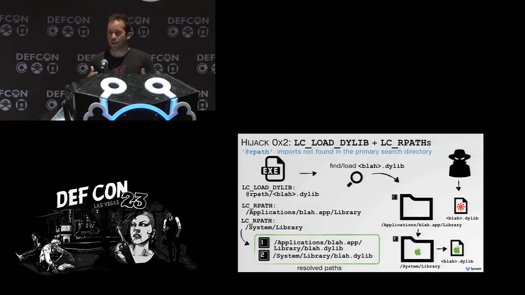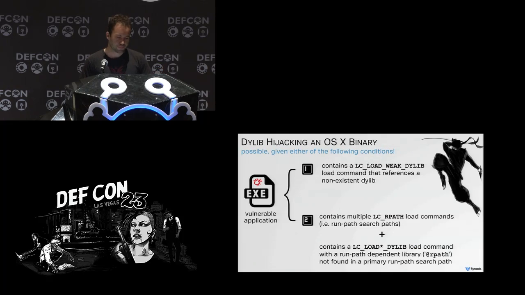So what an evil adversary, a malware, a local attacker can do is plant or place a malicious dylib in that primary run path search directory. And then every time the application is started, the loader will find that malicious dylib first, and because it's first match wins, it will load that malicious dylib. It will be tricked into using our malicious one instead.